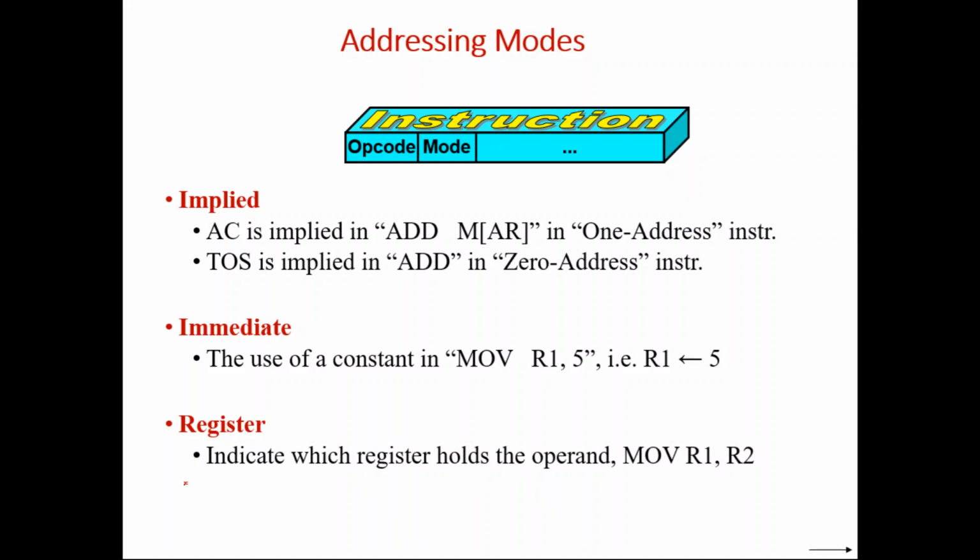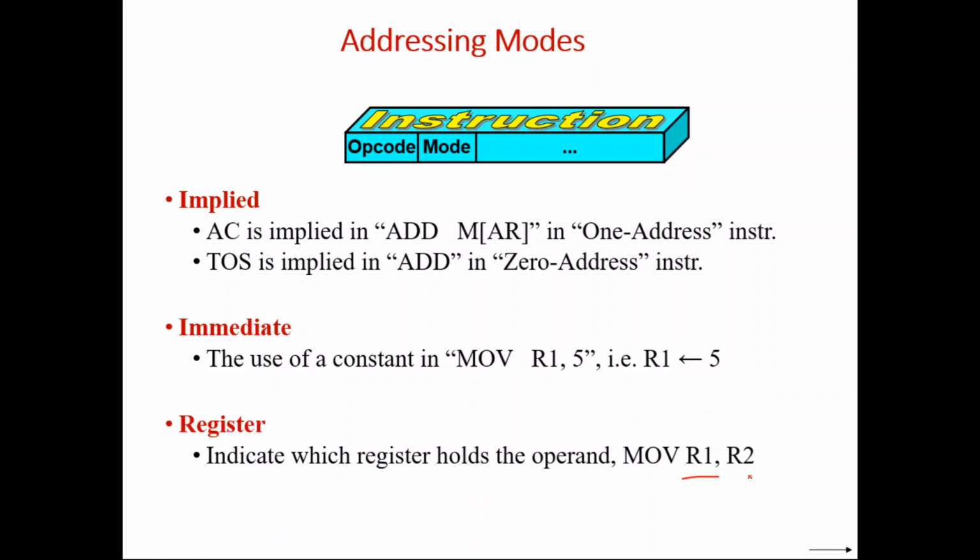Next is register addressing mode. Here we directly specify some register name. For example, move R1 comma R2. So it will just move the content of R2 to R1. If R1 contains 5 and R2 contains 10, now the content of R2 will be moved to R1. That is, the old content of R1 will be overwritten by the new content 10, whereas the content of R2 will be the same, that is 10, right? So this type of addressing is called register addressing mode.